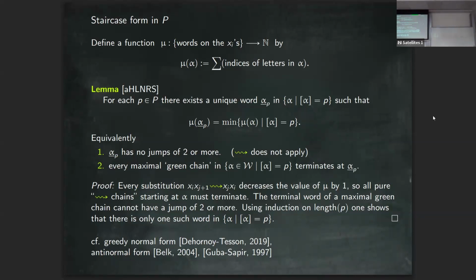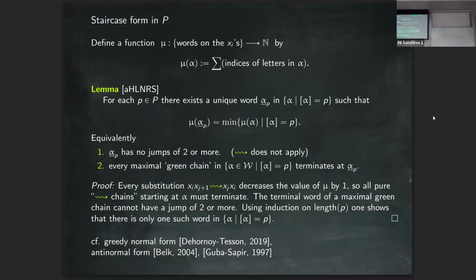Also equivalent, which is useful for the reduction: if you have a maximal green chain, then it has to terminate in the minimizing element, alpha under bar. The proof is what I just said. Every substitution decreases the value of mu by 1, but mu has a positive integer value, so it has to terminate. And when it terminates, you have no more jumps, otherwise you could go one more step. Then using induction, this is a little tricky, maybe it takes half a page, but that is the only thing that needs an argument.